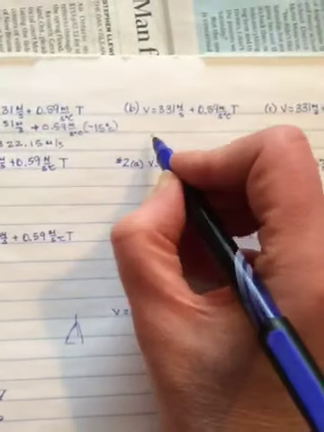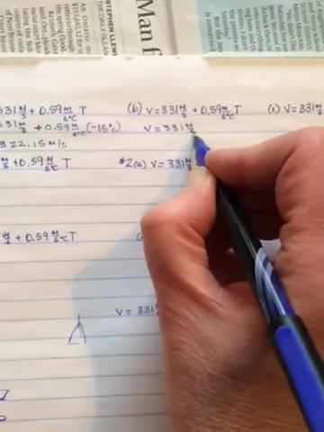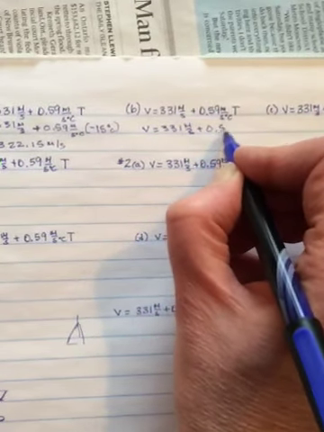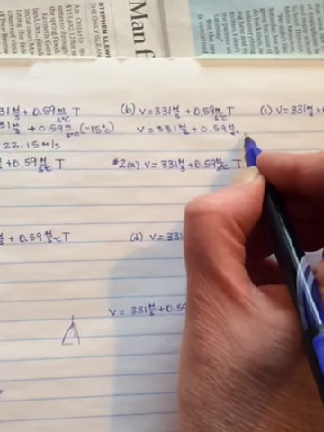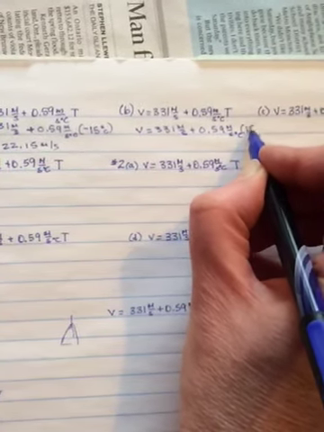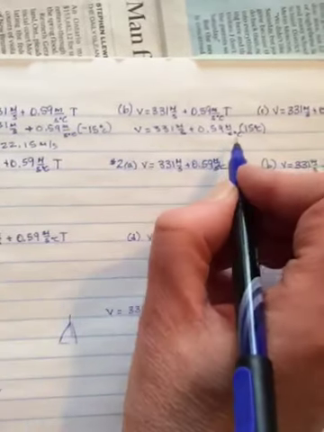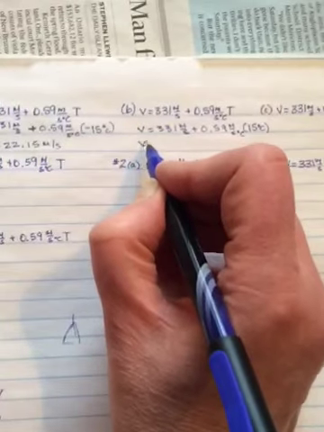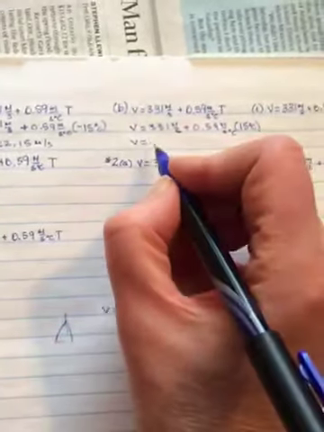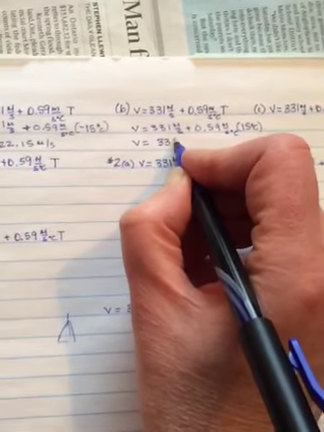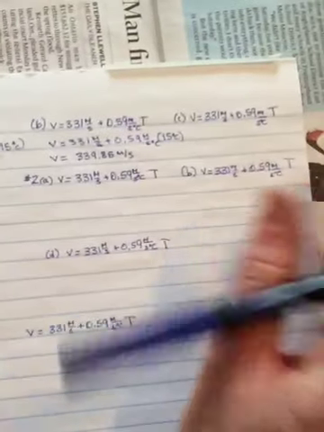The second one, exactly the same idea. 331 meters per second plus 0.59 times the temperature. And this time the temperature is positive 15 degrees. So it's going to be 8.85 again when you multiply those two together. And so this time when you add it, you get 339.85 meters per second. Should be easy enough.